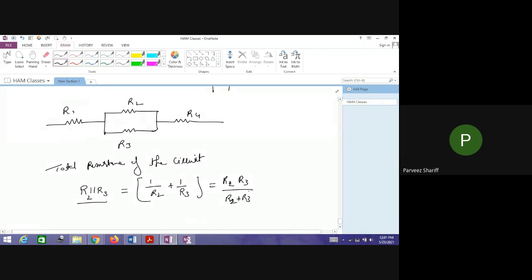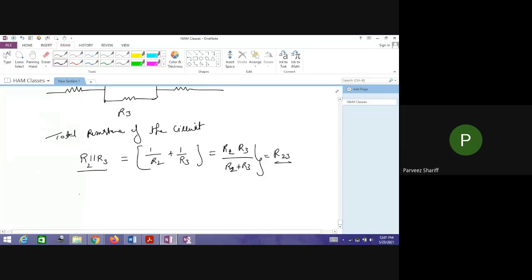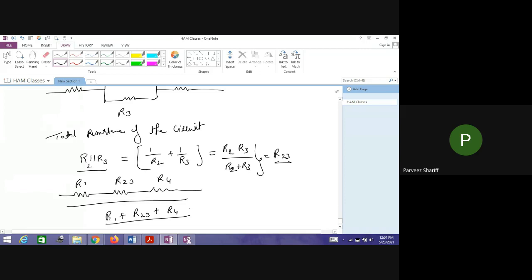We will get some, let us call this as R23 resistor. Then we are going to substitute this in this series resistor along with the other two. So we have this R1, then R23, then R4. Now ultimately you're going to add up all the three resistors, that is R1 plus R23 plus R4. So then finally when you add all these values, you will get the answer.